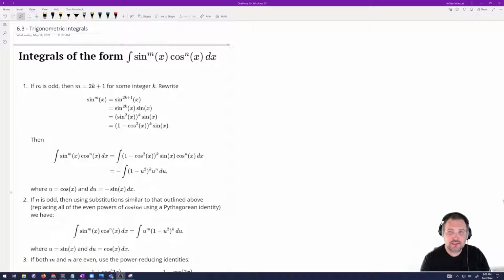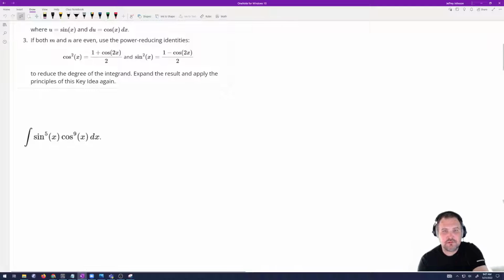As you can see, the book lays out a recipe. If the power on the sine is odd, it tells us what to do. If the power on the cosine is odd, it tells us what to do. And if they're both even, it tells us what to do. Now, there are going to be a lot of different kinds of functions and a lot of different kinds of recipes. So we want to, as much as we can, think about the strategy, because if we know what the strategy is, that can help us know which rules to apply. And there just ends up being less to memorize.